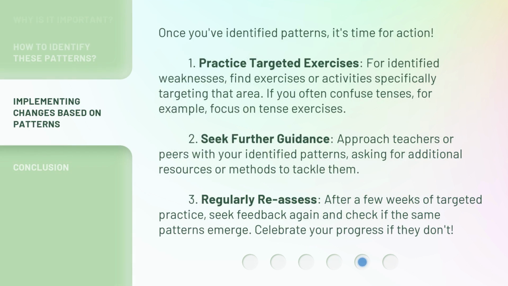Once you've identified patterns, it's time for action. 1. Practice targeted exercises. For identified weaknesses, find exercises or activities specifically targeting that area. If you often confuse tenses, for example, focus on tense exercises.